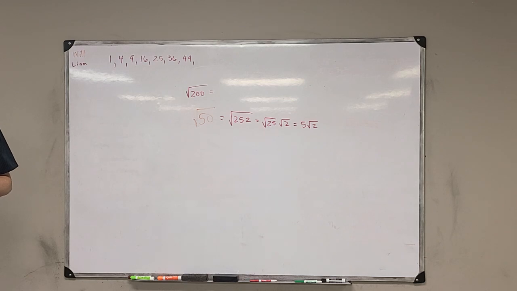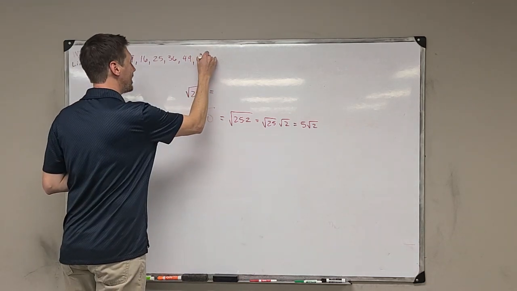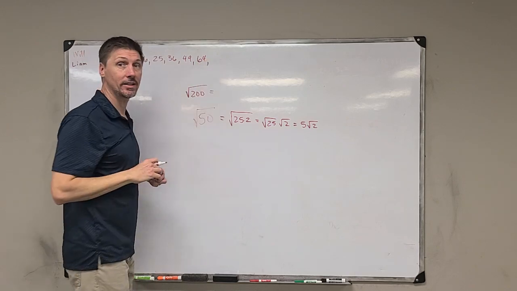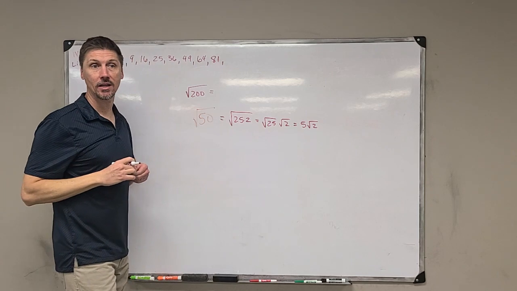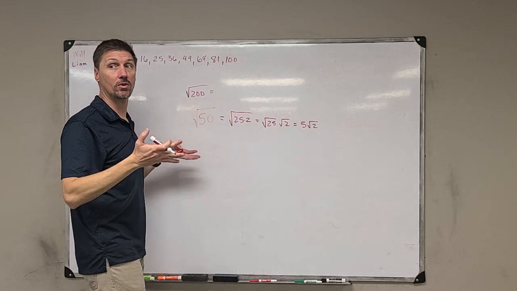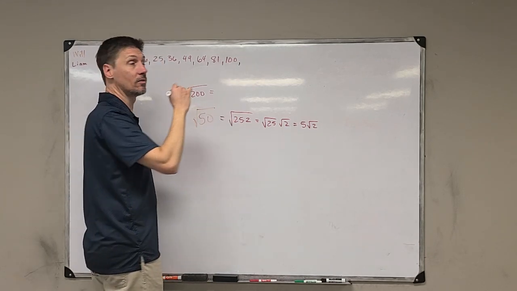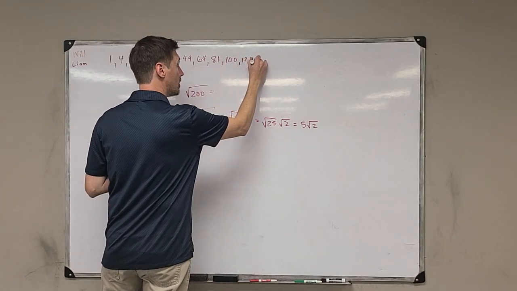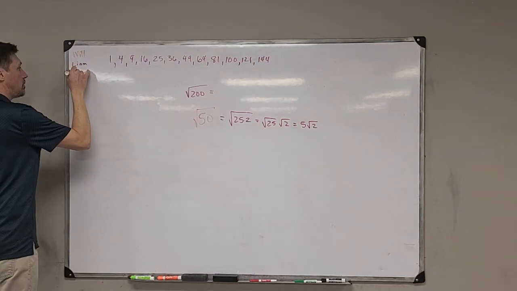No, you're never done with your times tables. 8 times 8, 64, 9 times 9, 81, and then 10 times 10, 100. We typically learn all the way through our 12s times table, so what's 11 times 11, does anybody remember? 121, and then 12 times 12, 144, right?